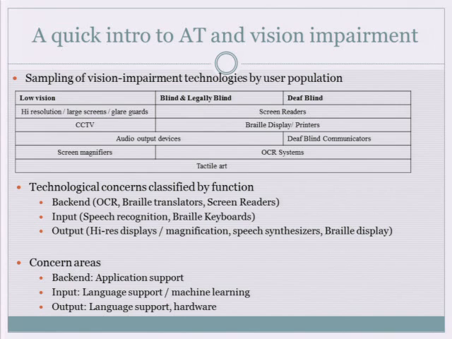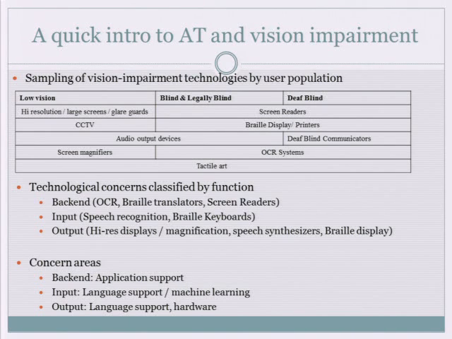So you could also classify the technologies by function, and this is really useful if you're looking at actually building technologies in this space. There's the back end, which is optical character recognition, Braille translators, or screen readers, which we'll talk about a lot. There is the input, which is speech recognition. In some languages, speech recognition has really gone very far, and Braille keyboards. And then there is the output, which for the low vision population could be high resolution displays or magnification, and speech synthesizers, which is basically reading out to you the text which might be on the screen.